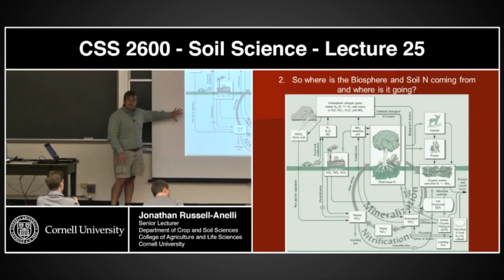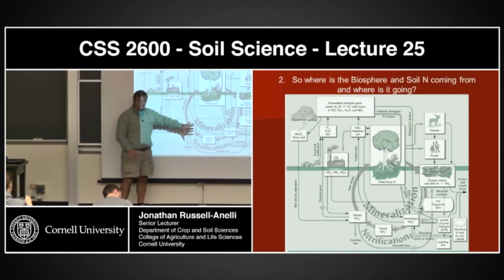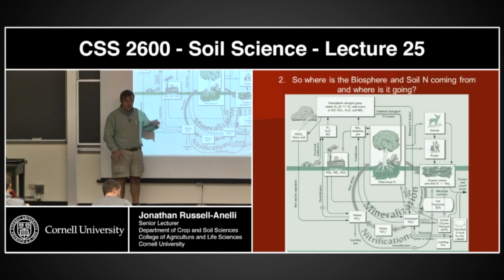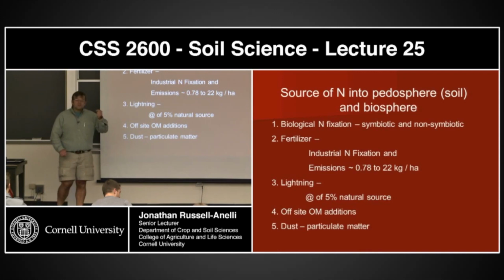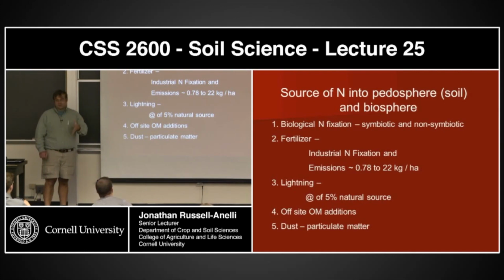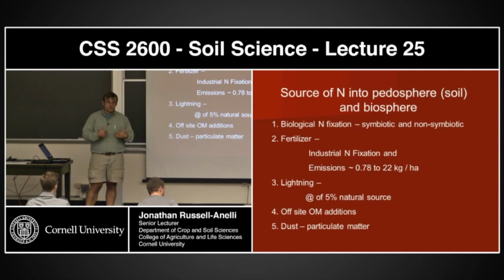Now this is the nitrogen cycle that was in your book. You notice that it's getting a little bit simpler. Again, all these boxes are the pools. The arrows are the fluxes. So what are the sources into the pedosphere? There's basically 5 sources. The first is biological nitrogen fixation: fixation of nitrogen by biological organisms, N2, into an organic form, ultimately into NH2, the amine form.